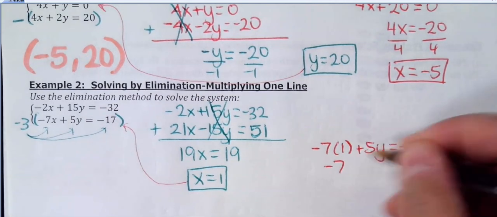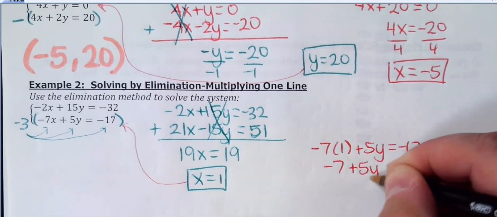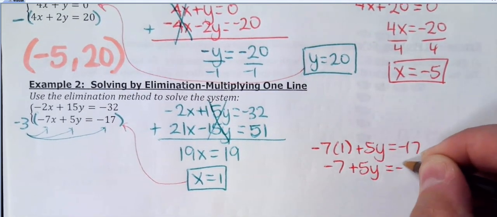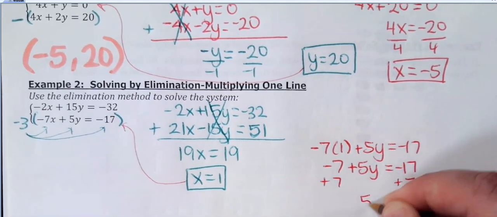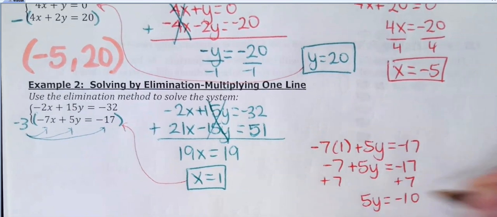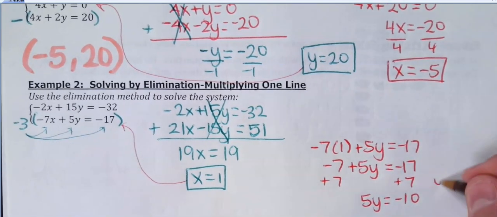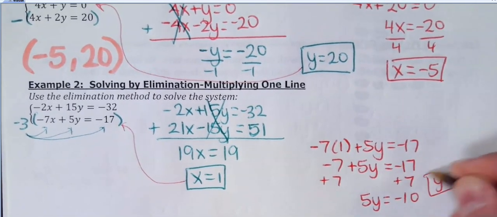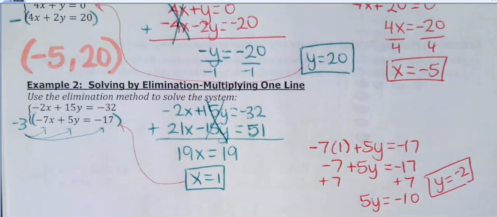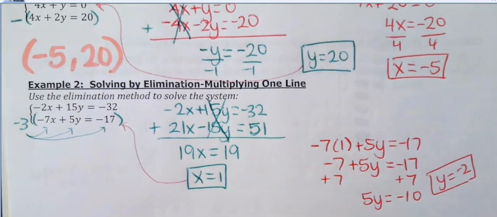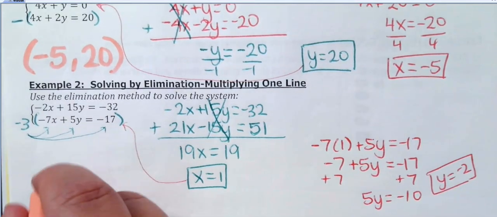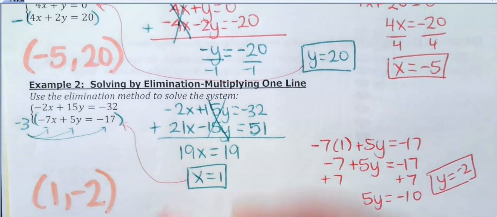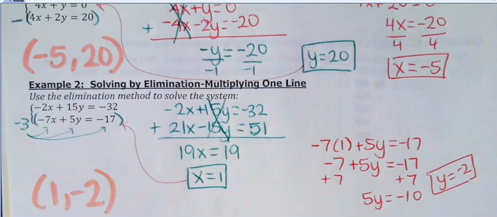All right, so I got negative 7 plus 5y equals negative 17. I'm just going to add the 7. So I get 5y is equal to negative 10. And then y is just going to end up being negative 2. If you plug that into a different equation, we should still get the same exact answer. So it doesn't matter which one you want to plug it into. And then my answer there is going to be 1, negative 2. That's where those two lines would intersect.